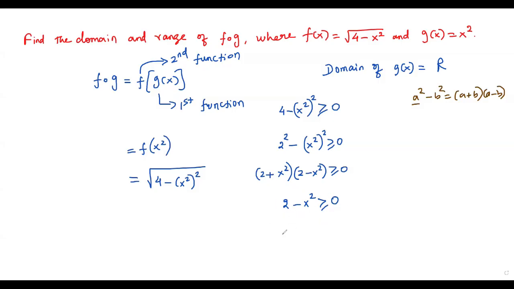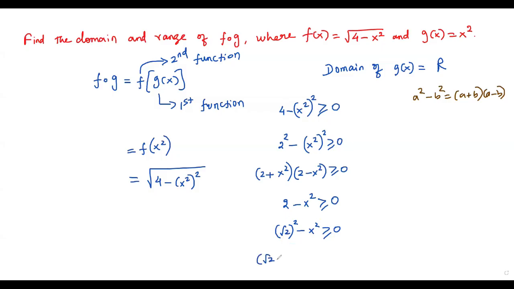So for that I am writing this 2 as (√2)² - x² ≥ 0. Even if I simplify this one, the square root and the square will cancel, and I'm still getting the original 2. So why am I writing this 2 as (√2)²? In order to get this expression in the form a² - b². Okay, now (√2)² - x² is in the form of a² - b². So now we can write the factored form of this expression.